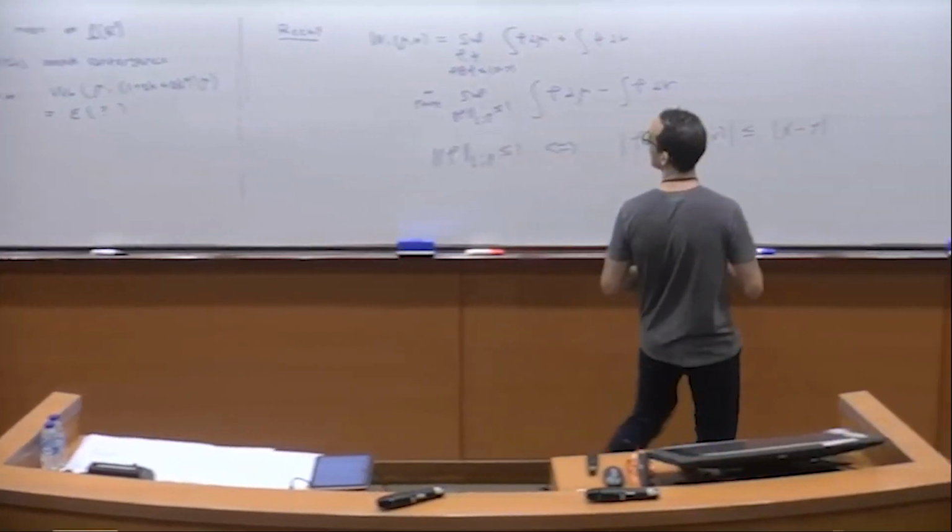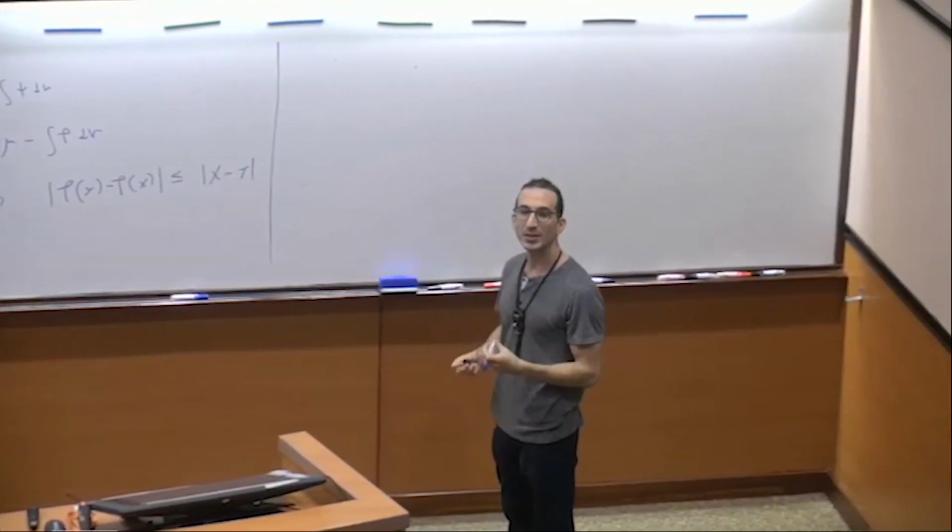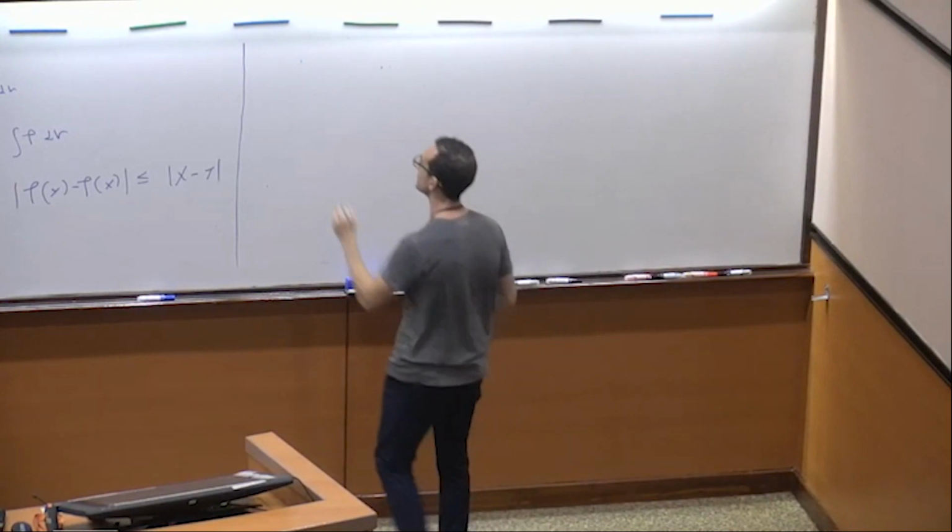So let's start with task 1, which is to show that W2 is indeed a metric on the space of probability measures.